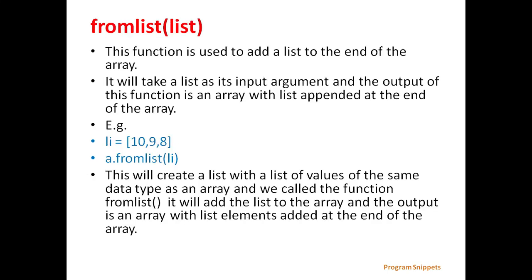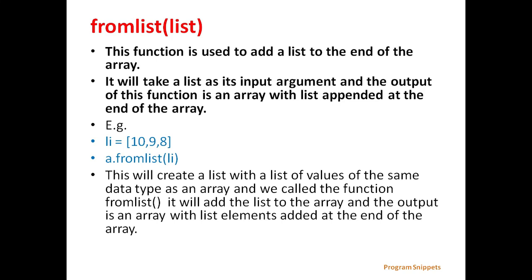Next is fromlist with parameter list. This function is used to add a list to the end of the array. It will take a list as its input argument and the output of this function is an array with the list appended at the end of the array.